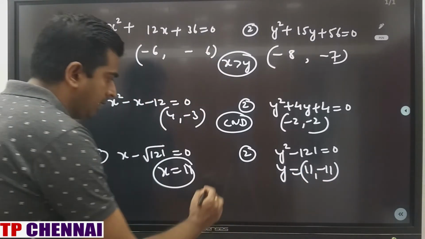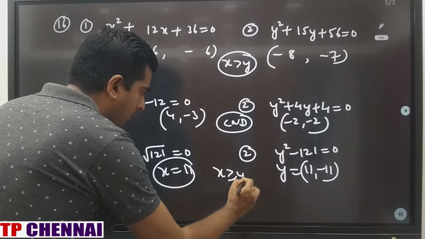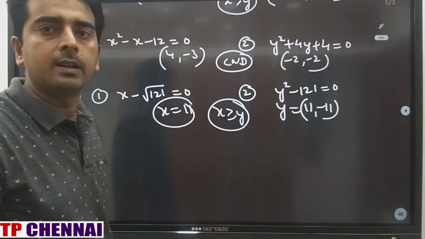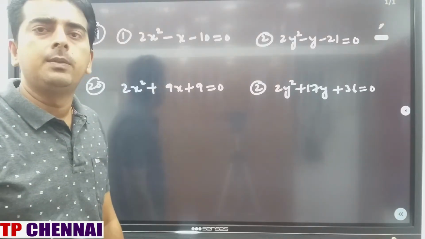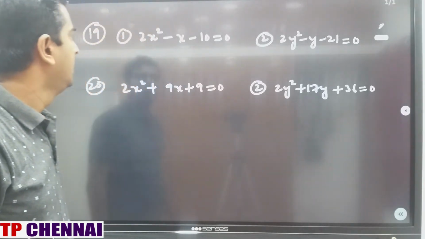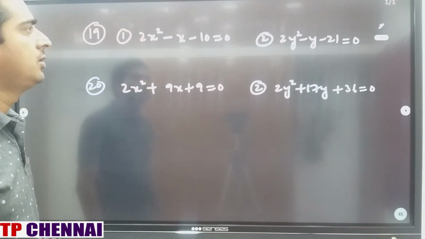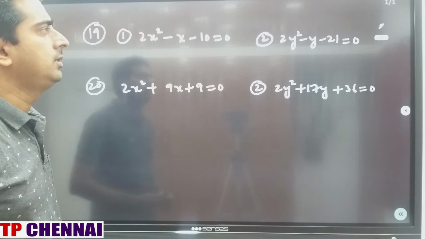Compare x greater than or equal to y. My answer is x greater than or equal to y. So I hope you are clear with the 18th one. Now we will see the 19th one. 2x square minus x minus 10 is equal to 0. 2y square minus y minus 21 is equal to 0.